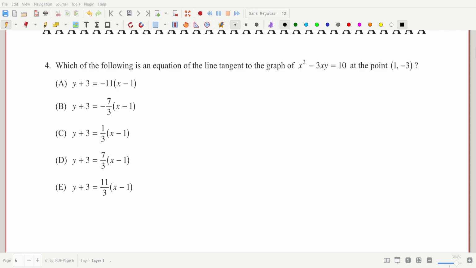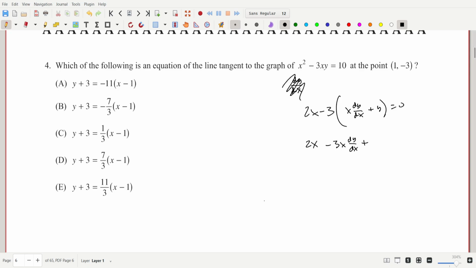4. Which of the following is an equation of the line tangent to the graph of whatever at the point (1, -3)? Okay, tangent line. So we have dy/dx. Got to use chain rule here. This is product rule. This is implicit differentiation. 3 times x dy/dx plus y equals 0. So we got 2x minus 3x dy/dx plus 3y is 0. Plug in the point (1, -3). Sometimes people try to solve for dy/dx here. You can, but it's easier to just plug in the point (1, -3).